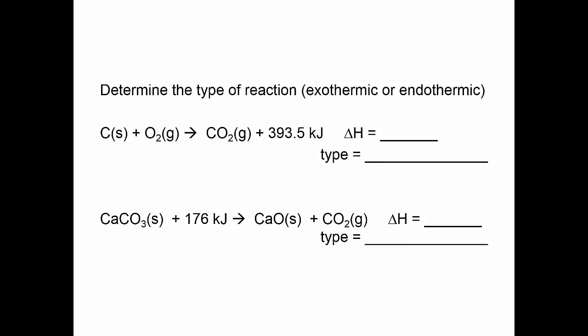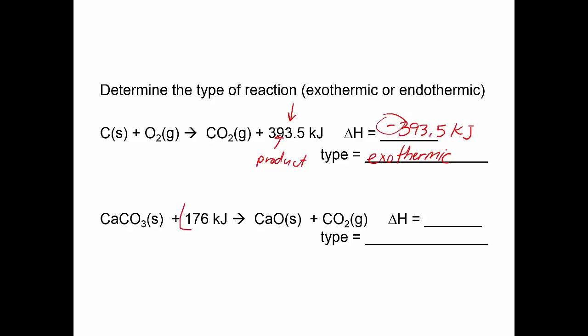So I can just give you a reaction like this and ask you, hey, is this endo or exo? Look at where the heat is. Where's the heat? It's the right side of the arrow. You would say that the heat for this reaction would be negative 393.5 kilojoules. This is an exothermic reaction. How do I know? Negative. It's a product. Both of those are telling me the same thing.